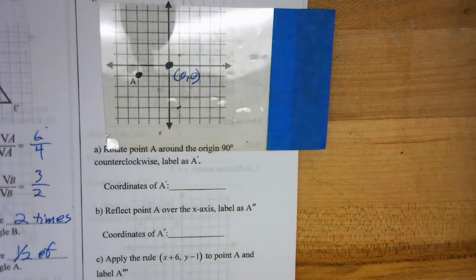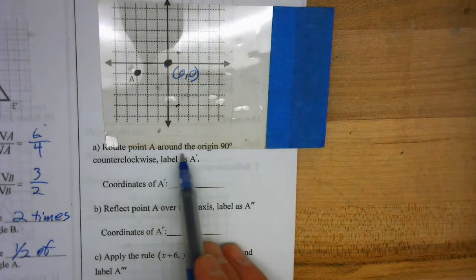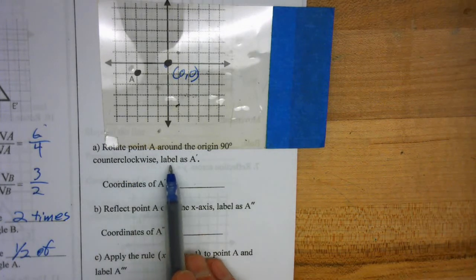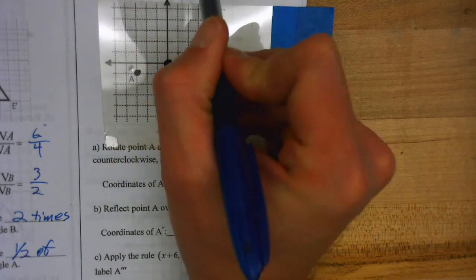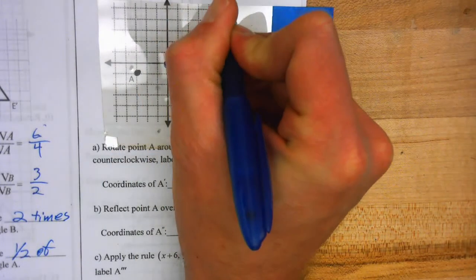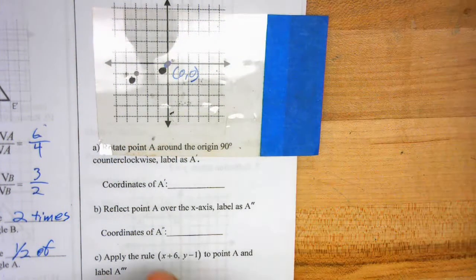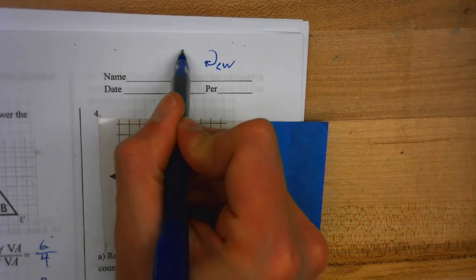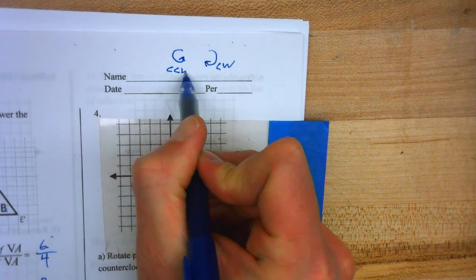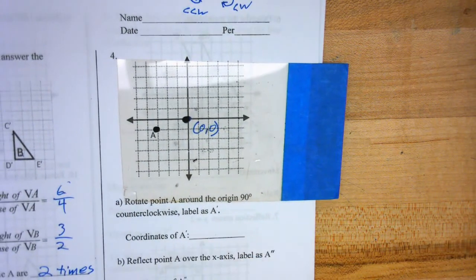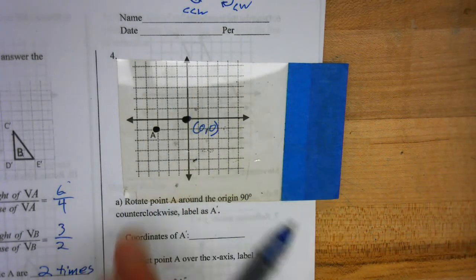And so our first one, it says rotate point A around the origin 90 degrees counterclockwise and label it as A prime. So rotate around the origin counterclockwise. So clockwise is this way, right? Going with the clock. So clockwise. And then counterclockwise is going this way. All right. So we're going to rotate it counterclockwise. So we're rotating in this direction, and we're only going 90 degrees.